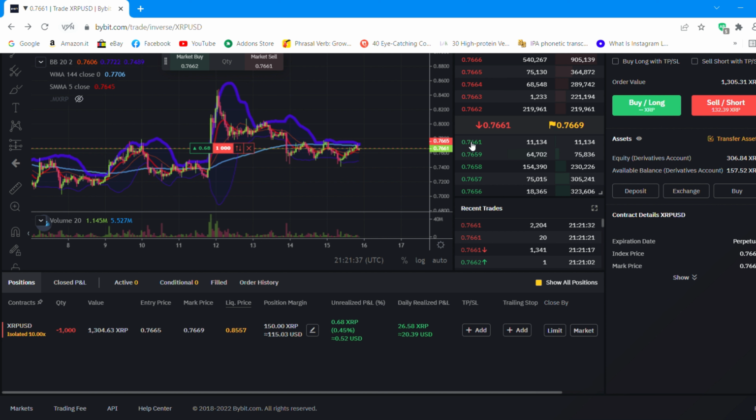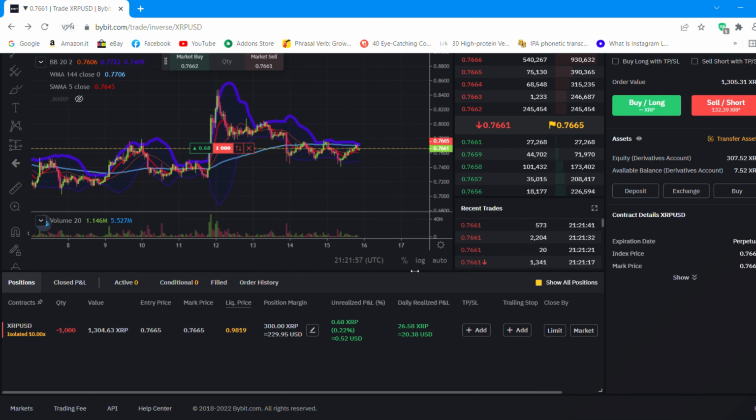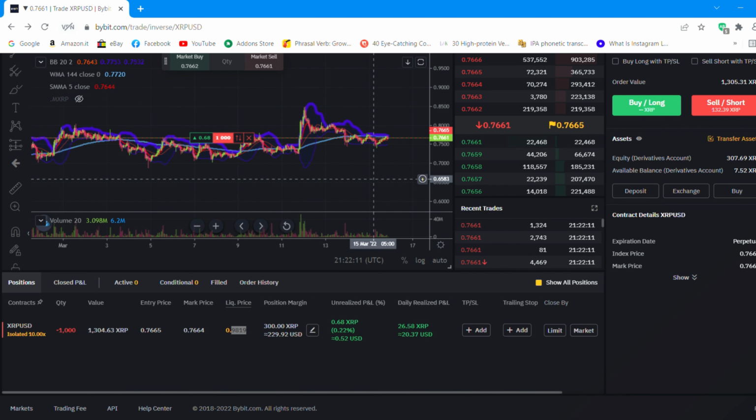I'll tell you about the margin, what I do. Usually, I do a ridiculous margin to start. I would put in maybe 3 times the amount of money that I have, and in this account I have $300. So let's say I put the whole money in, 300. If I put all my 300 XRP in, I would have a 98 liquidation price, and 98 would be 20 points from where we are now.